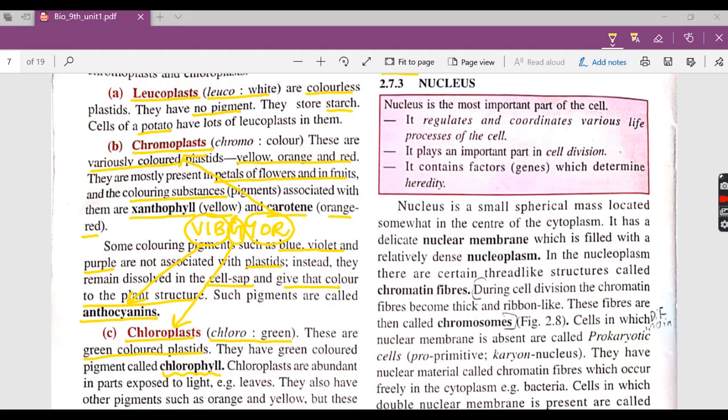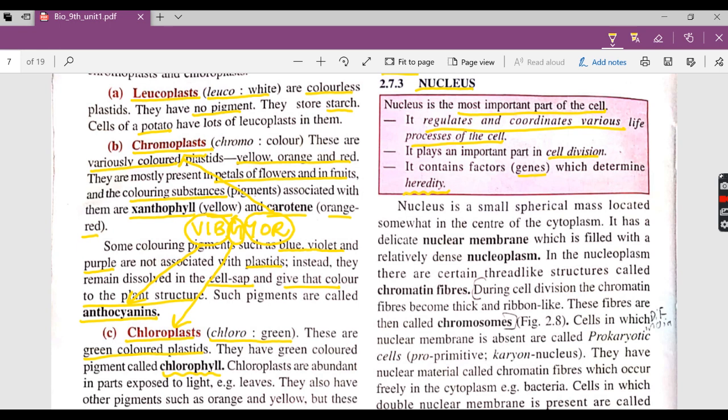Now we will talk about the third component of a generalized cell, which is the nucleus. Nucleus is considered to be the most important part of the cell because it is like the brain of our body. Just like the brain controls the body, the nucleus controls the cell. It regulates and coordinates various life processes of the cell. It plays an important part in cell division, just like the brain plays an important part in the reproduction, and it contains the genes or the factors which determine heredity.